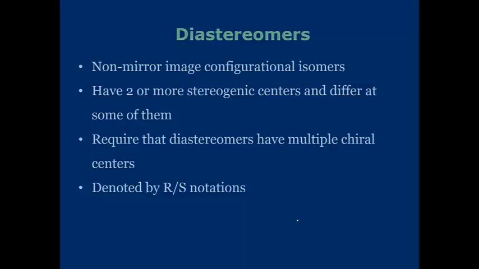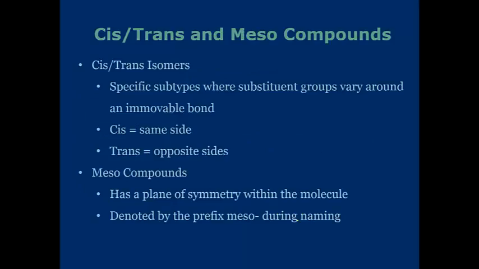Let's talk about the second classification. These are diastereomers. These are non-mirror image configurational isomers. They have two or more stereogenic centers and differ at some of them, and they require that diastereomers have multiple chiral centers. These are noted by the R and S notations. When you're classifying diastereomers, you have to note the cis-trans and meso orientations. Cis-trans isomers are specific subtypes where substituent groups are varied around a bond that is immovable. This will generally be a double bond or a triple bond. Cis means they're on the same side, and trans means they're on opposite sides.